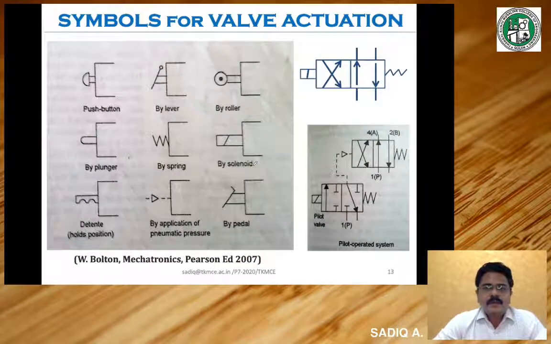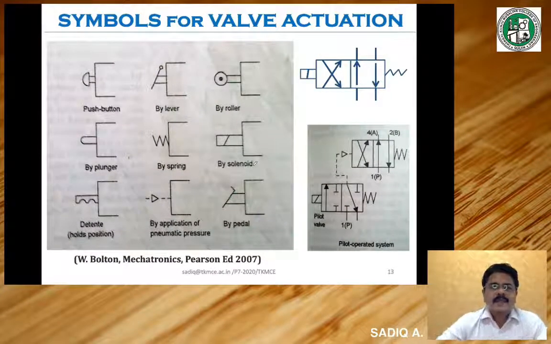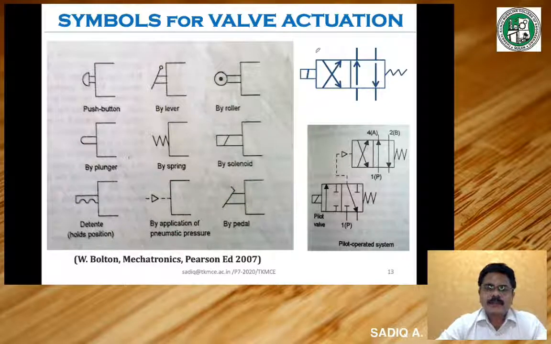Now let us see the symbols that are used to show the valve actuation. In the previous case, we have seen that the valve actuation is done by means of an electrical signal or a solenoid. So we show here there is a solenoid. But if the change in position of the valve is by means of a push button, then this is a symbol that will be shown here instead of the solenoid.